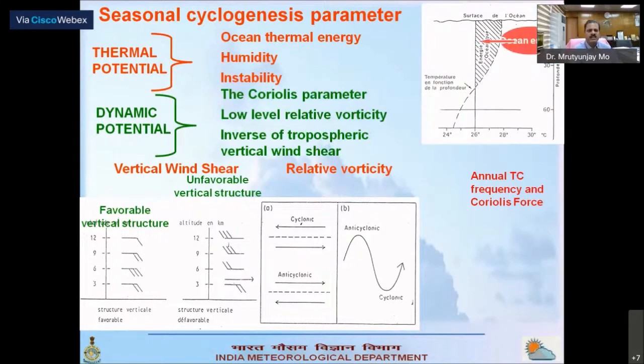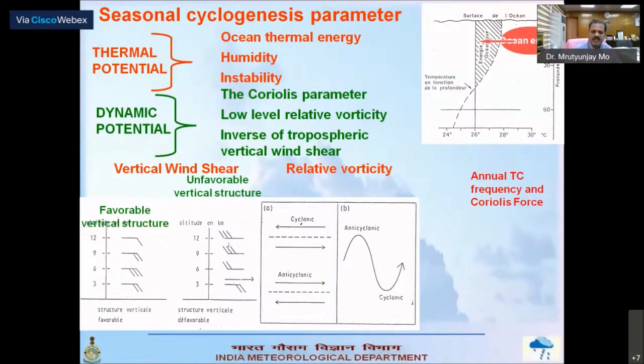Now, if you look at the genesis parameters, why does a cyclone occur? The cyclone occurs basically because of 6 parameters. One is the thermal parameter, and the other is the dynamical parameter: thermal potential and dynamic potential. Thermal potential says that we should have higher ocean heat content. That means the ocean should be hot. Then we should have high humidity in the atmosphere, especially in the middle troposphere. Then we should have an unstable atmosphere.